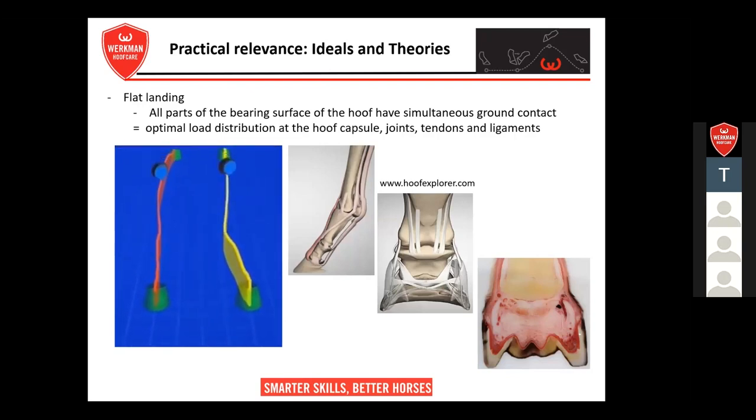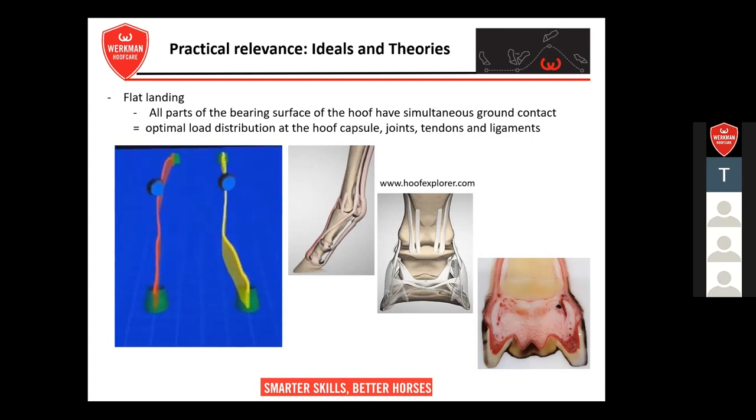Usually, at least in Germany, and I think in some other parts of the world, we all assume that flat landing is the optimal or ideal landing pattern, because if all parts of the bearing surface have simultaneous hoof-ground contact, the load affecting the hoof, joints, tendons and ligaments is more or less evenly distributed. So we don't have the shock just on one side of the hoof and given to the unilateral part of joints or ligaments. We have a nice shock absorption, or a nice load and stabilization by the tendons and ligaments if the hoof lands flat.